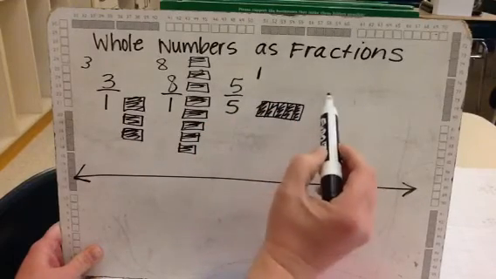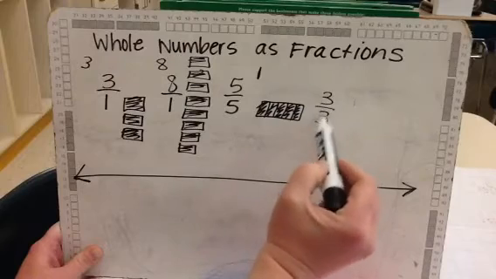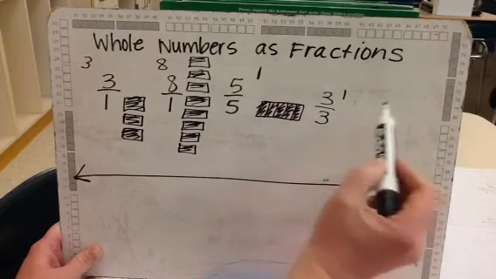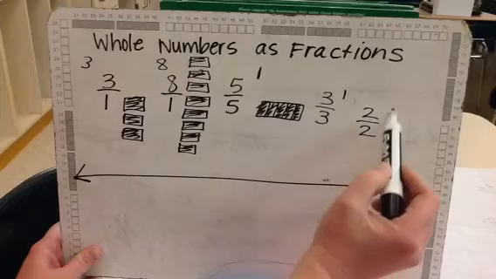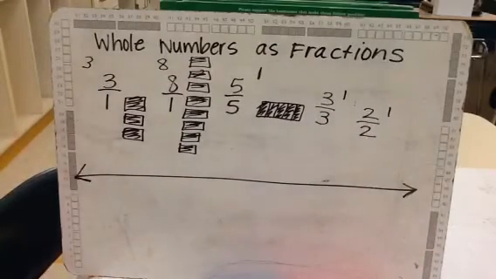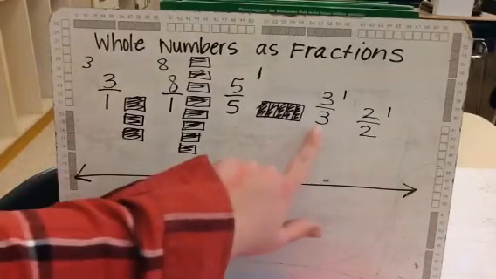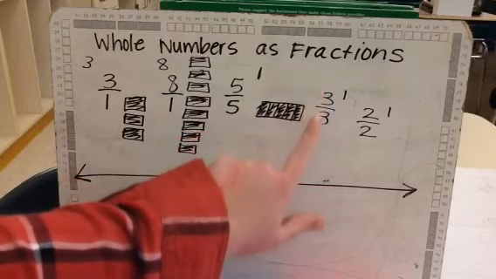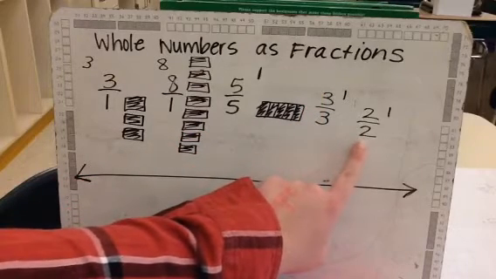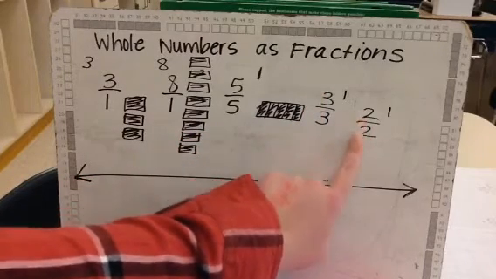So whenever you see a numerator and a denominator as the same, it represents 1. Anytime the numerator and denominator are the same, it represents 1 whole. Here I would partition into thirds and use all 3 of the thirds. Here I would partition into halves and use both of the halves.